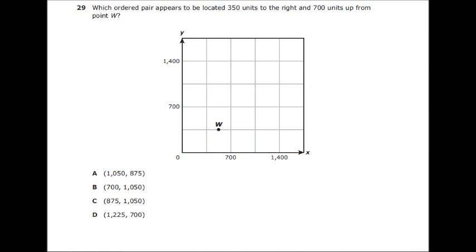Okay, which ordered pair appears to be located 350 units to the right and 700 units up from point W? So I'm talking about 350 units to the right and 700 units up. So I'm going to start here, and I want to go 350 to the right, and then I want to go 700 up.